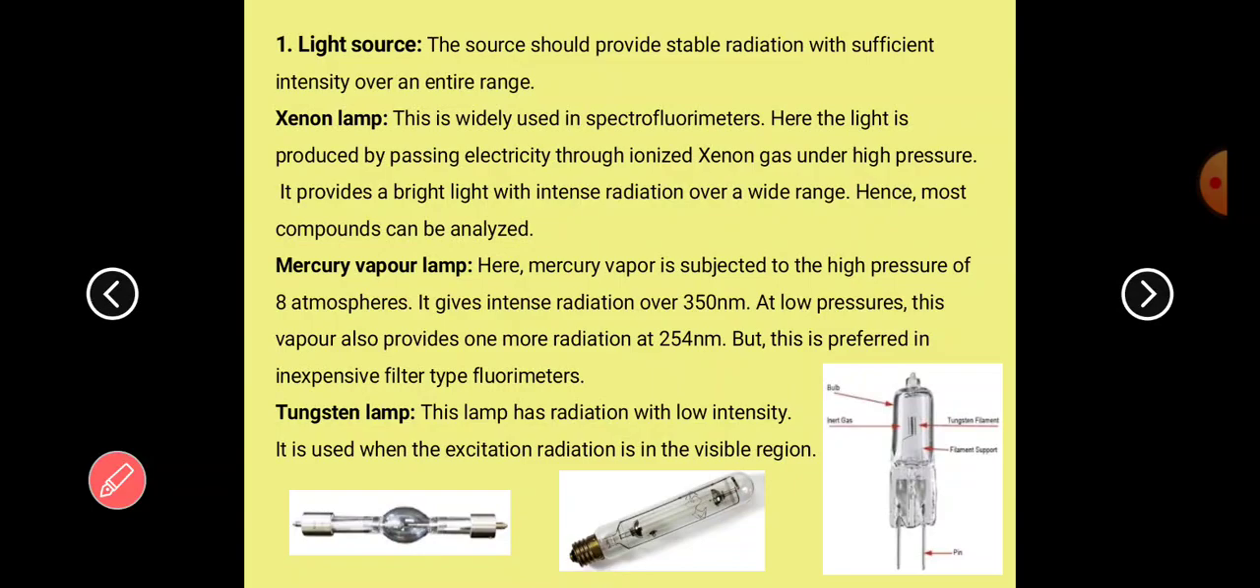Tungsten lamp. This lamp has radiation with low intensity. It is used when excitation radiation is in the visible region. You can see the diagrams here. This is the xenon arc lamp. Next one, mercury vapor lamp, tungsten lamp.